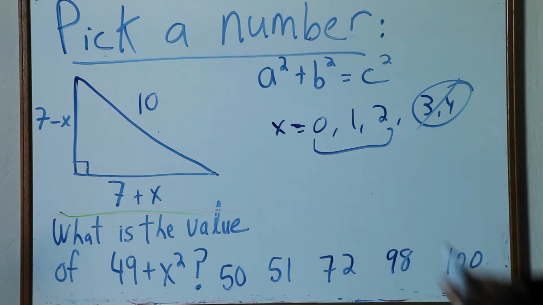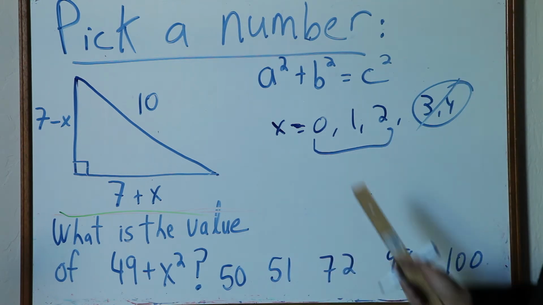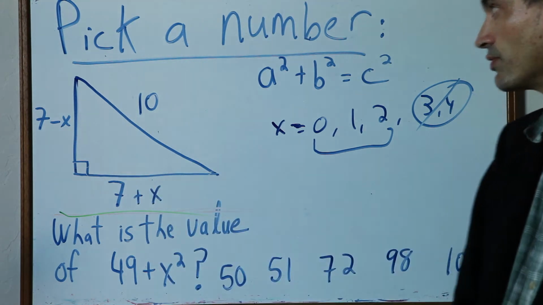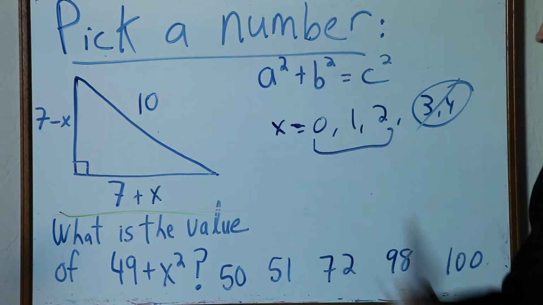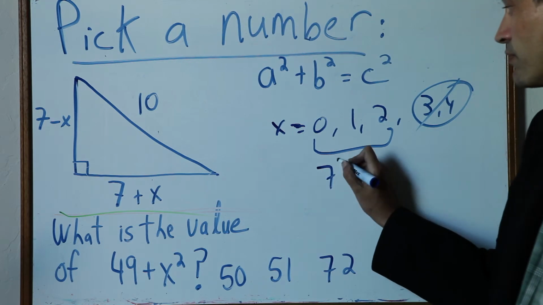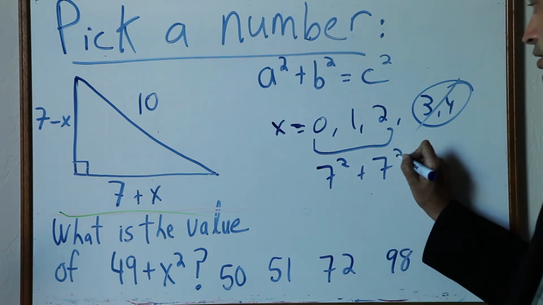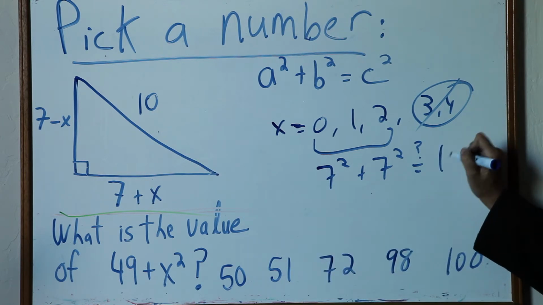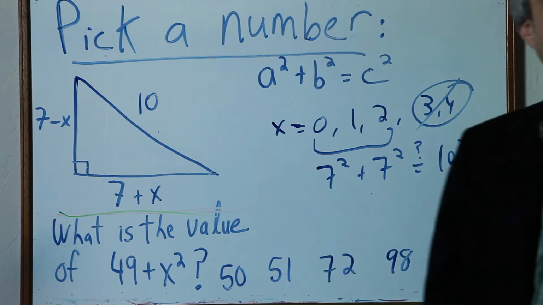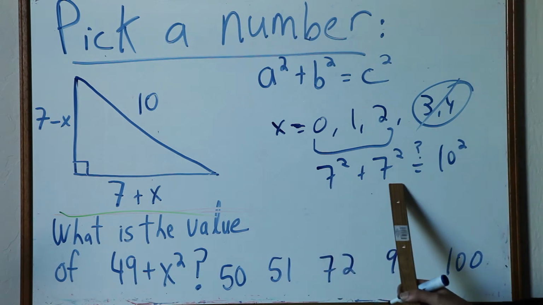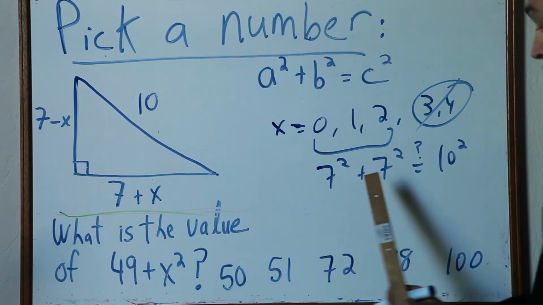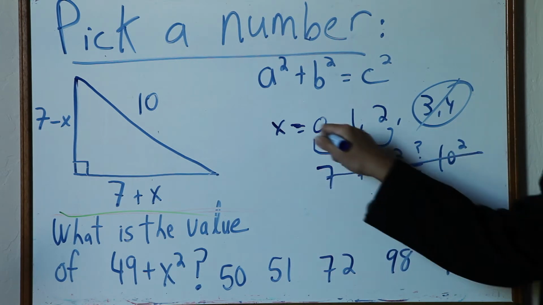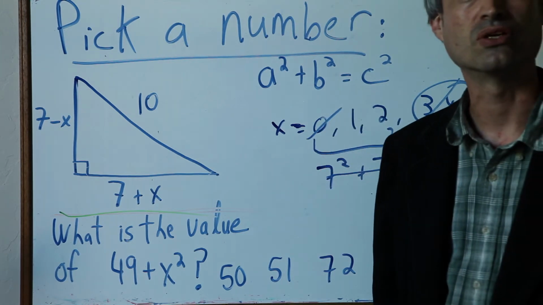Well, let's go ahead and try each of these values. If x were 0, we'd have 7 for this side and 7 for that side. When I plug those into the formula, I would have 7 squared plus 7 squared. Does it equal the hypotenuse 10 squared? Typing that into your calculator would give you 49 plus 49 or 98, which does not equal 10 squared or 100. Therefore, you know x is not equal to 0.